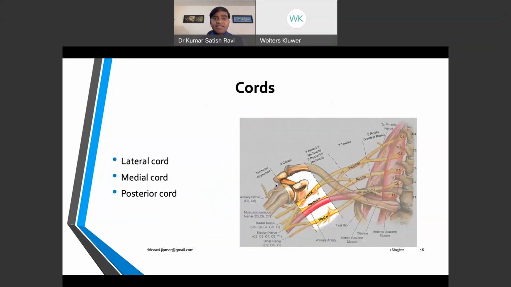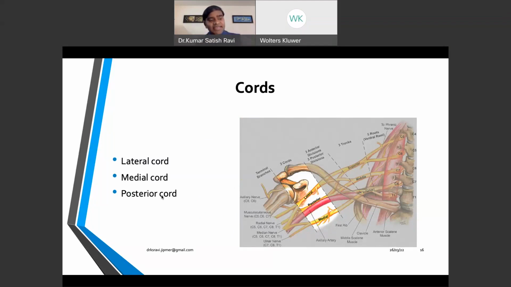Now, when we see these cords, there are the different cords you can see over here. This is the lateral cord, the medial cord, and then we have the posterior cord. Now, these three cords enter the axilla and are arranged according to the names. As I said, we have the lateral cord, we have the medial cord, and we have the posterior cord.